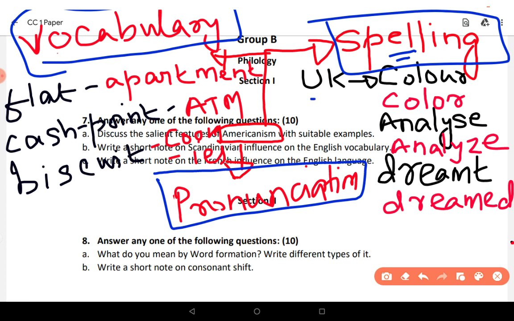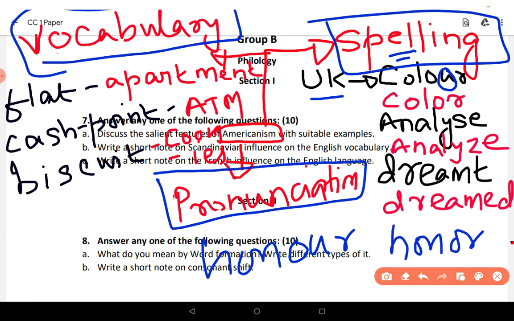In UK, certain words are spelled like color, COLOUR. Okay, color is spelled with an additional U, but in American English they omit the additional U. So for example, words like honor, in UK they write it like this, in US they write like this.